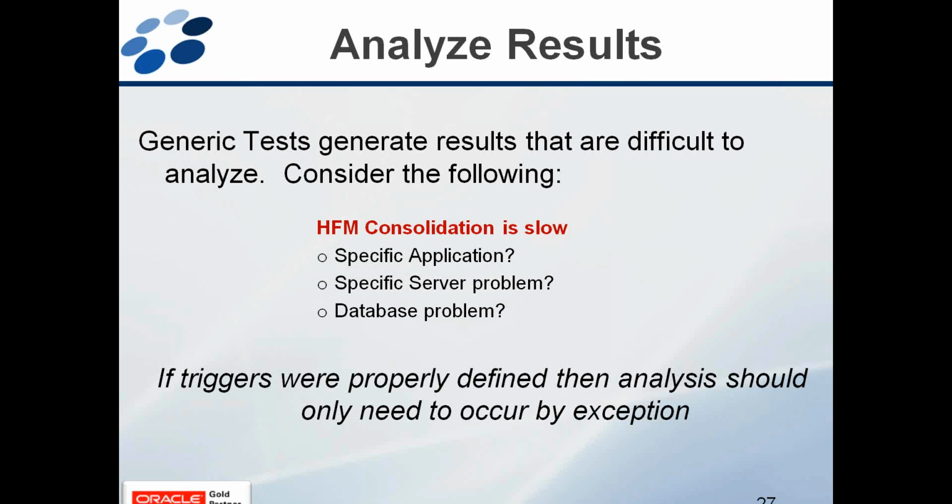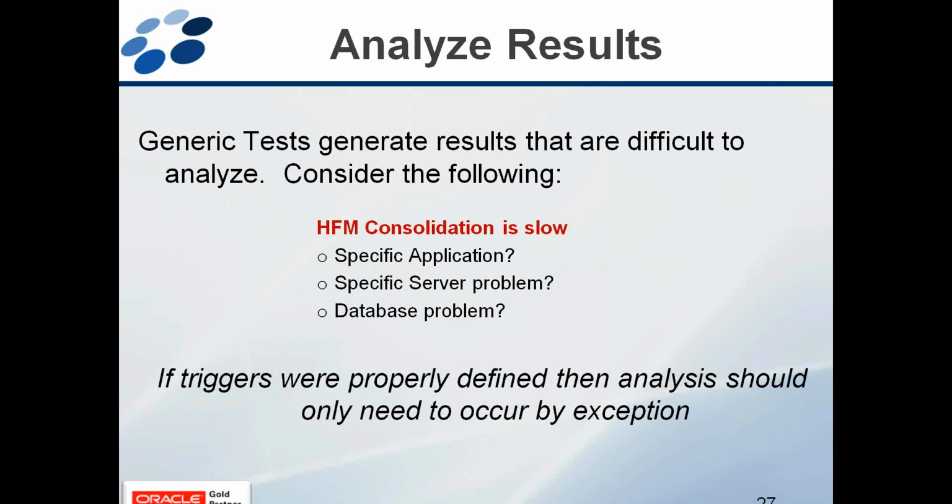So here's an HFM example. If the way that the tests are designed, the only way to quantify the results is that an HFM consolidation is slow. Well, is it a specific application? Is it on a specific server? Is it with the database? So having a broad range of tests can help us pin this down.